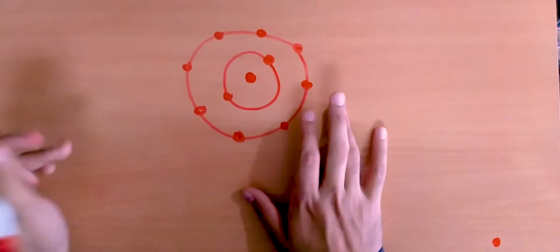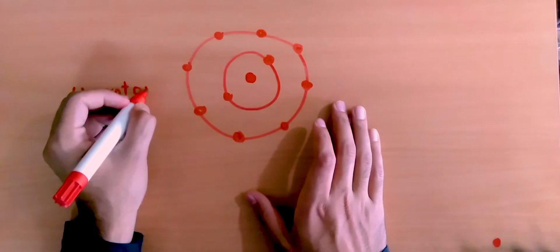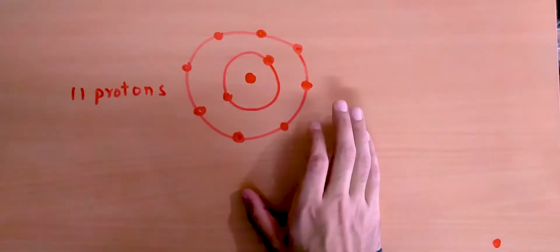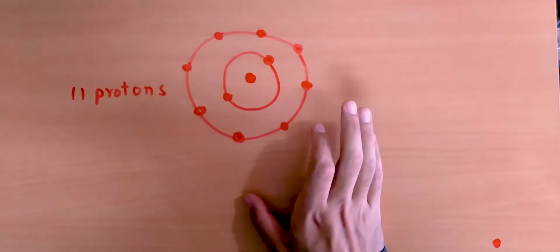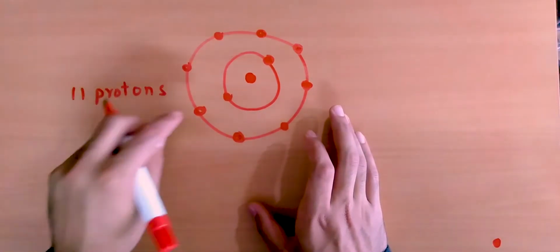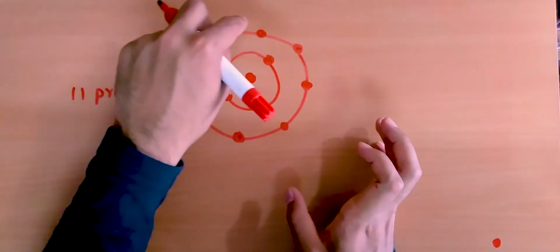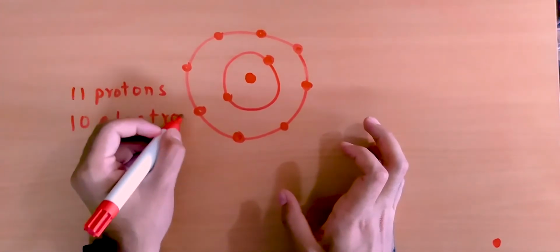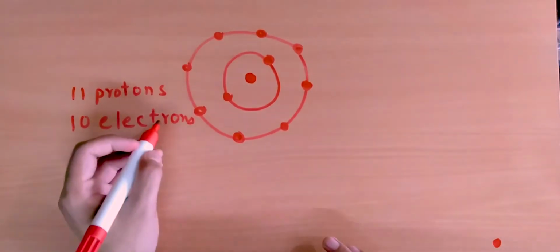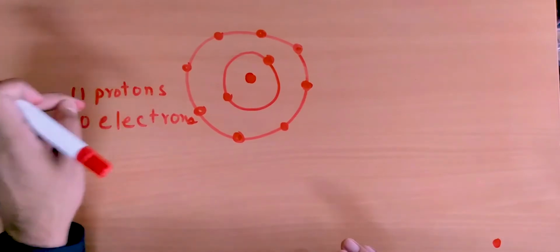Now, in this atom I have 11 protons, and it will have to have 11 protons for it to be sodium, because if we change the number of protons, we will be changing the atom itself, the element itself. And it's left with only 1 2 3 4 5 6 7 8 9 10 electrons. And if we look closely, it has an extra proton here. It has 1 proton more than electrons.